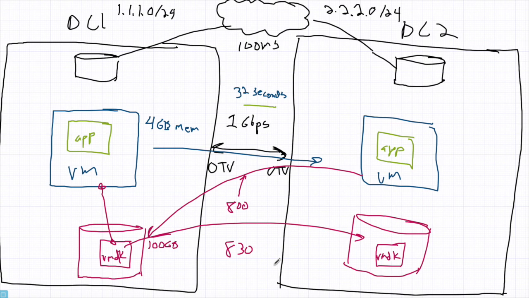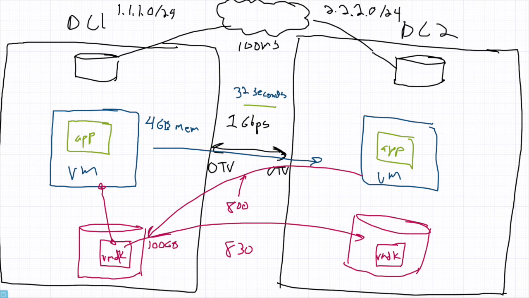If we are going to do a live vMotion from one data center to the other, probably it's not just that one VM that's going to move. We're going to do several virtual machines that are associated with that application. So that's going to take quite a bit of time. 800 seconds is quite a bit of time, several minutes. So that's one of the problems.